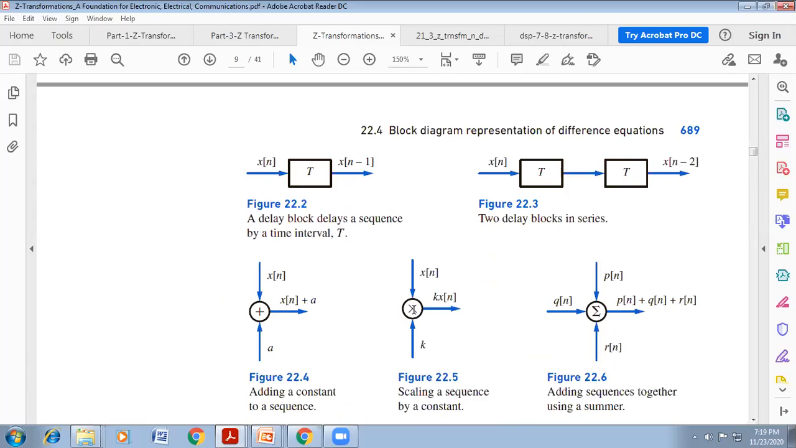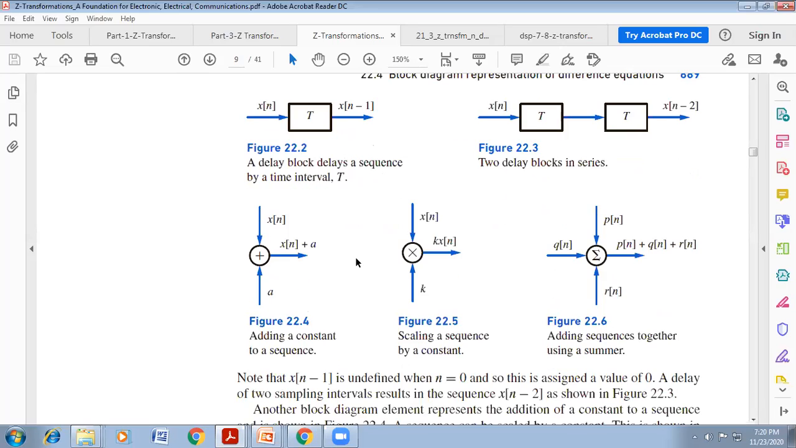Now we can rewrite the block diagram representation of a difference equation. So x n will be the input and the output will be x n minus 1. This is a delayed sequence by a time interval T. The interval between these two sequences is capital T. And if there are two delay blocks in series, the delay is 2T.